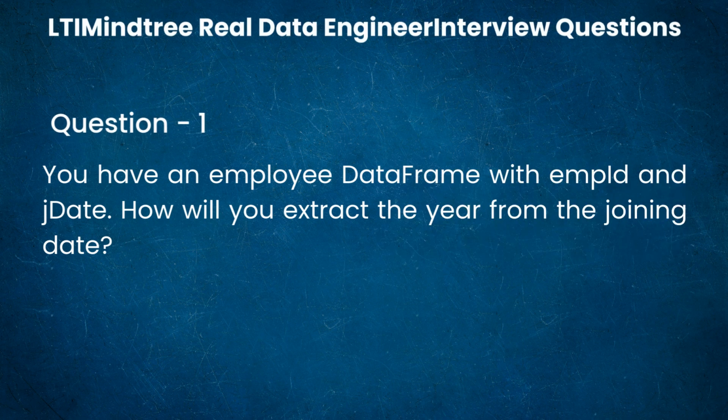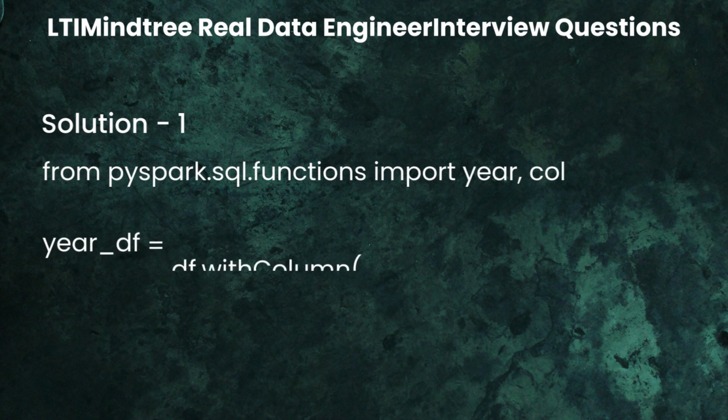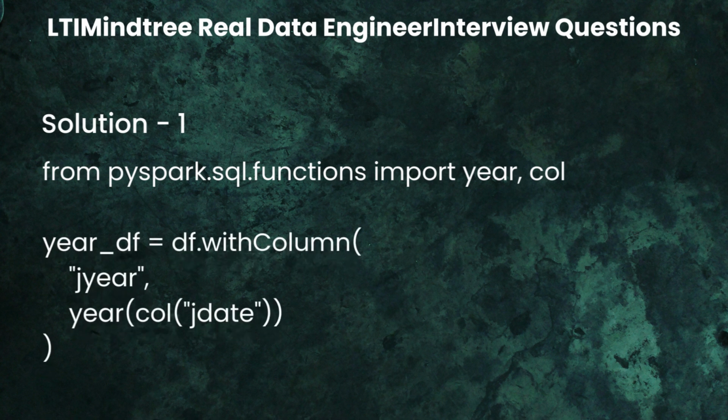The first question they asked me, they said they have an employee data frame with columns employee ID and JDate, and they asked me to extract the year from the joining date. I thought for a moment and replied, in PySpark, I will use withColumn along with the year function to extract the year from the date column. And I wrote the code which is shown on the screen.